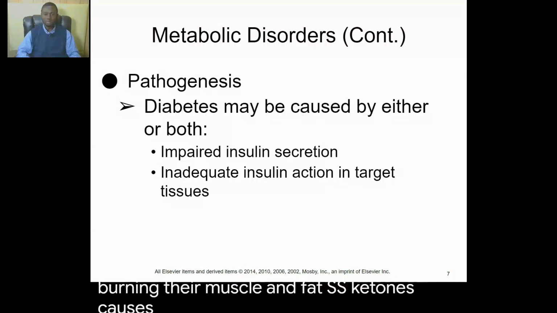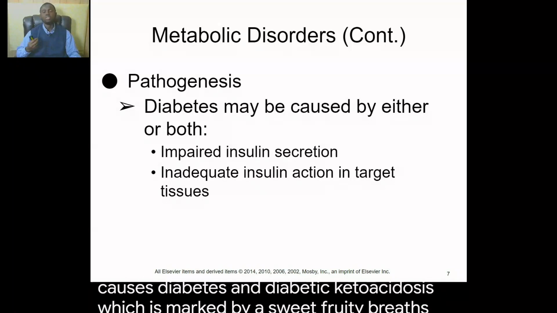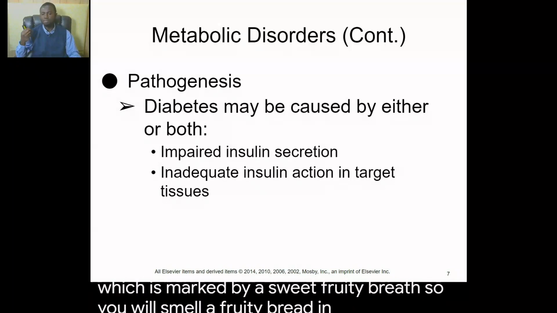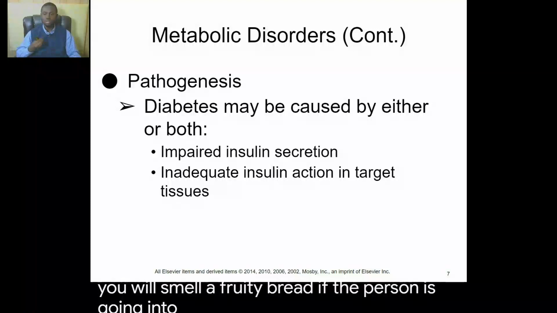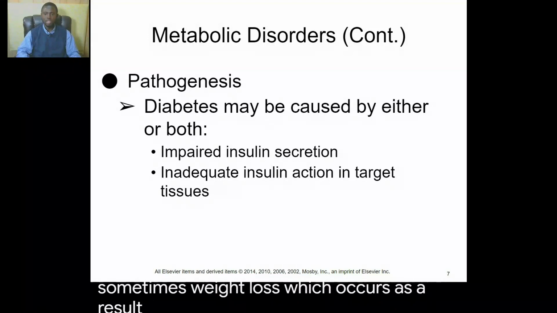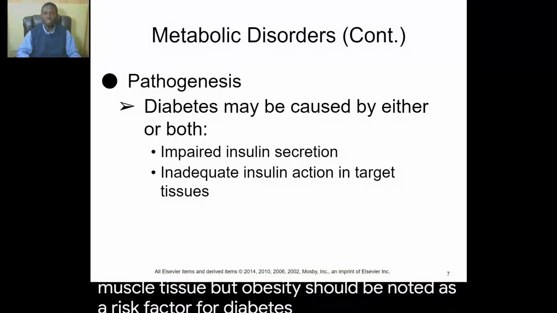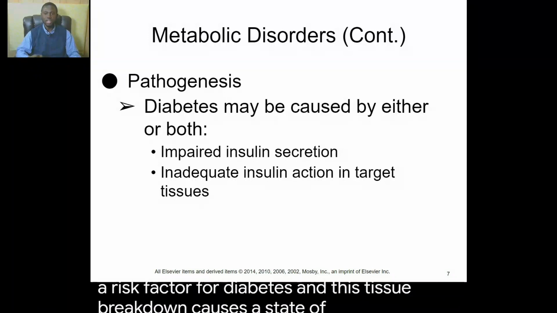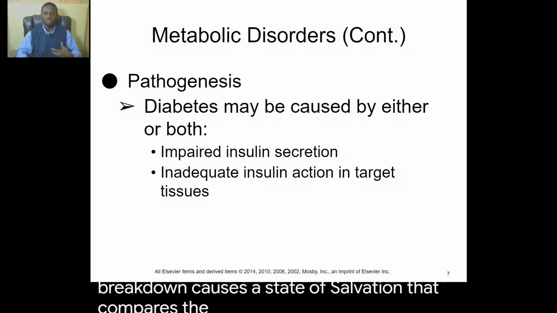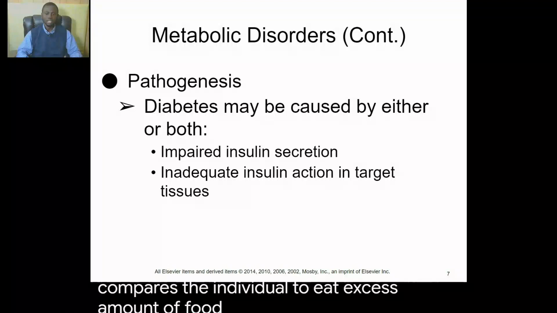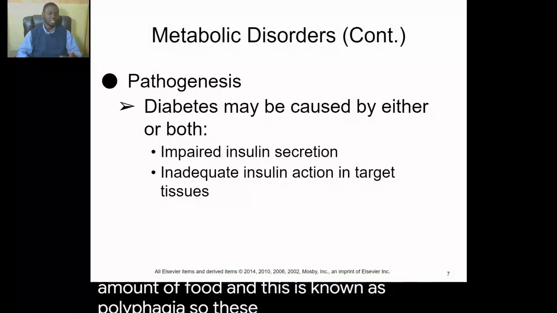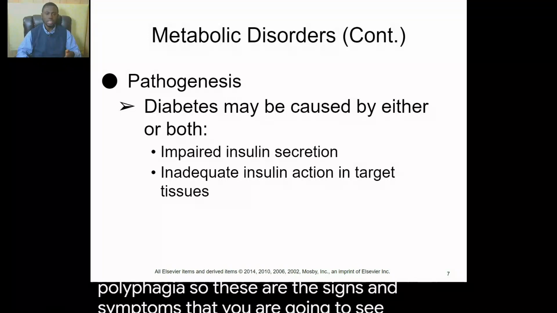Excess ketones cause diabetic ketoacidosis, which is marked by a sweet fruity breath. So you will smell a fruity breath if the person is going into ketoacidosis. There is also sometimes weight loss which occurs as a result of the breakdown of the fat and muscle tissue, but obesity should be noted as a risk factor for diabetes. And this tissue breakdown causes a state of starvation that compels the individual to eat excess amounts of food, and this is known as polyphagia. So these are the signs and symptoms that you are going to see with diabetes.